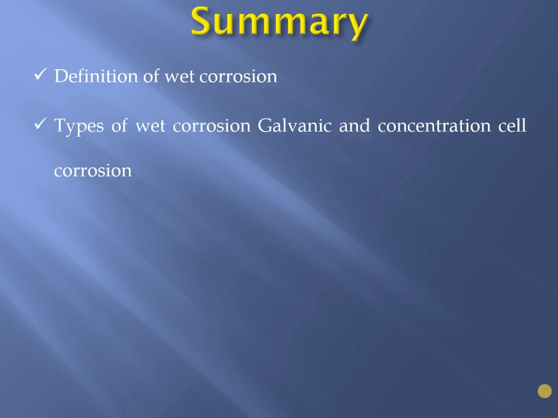So in summary, we have discussed the definition of wet corrosion, then we have discussed the types of wet corrosion, that is galvanic cell and concentration cell corrosion, and further we have discussed the ways of galvanic corrosion.